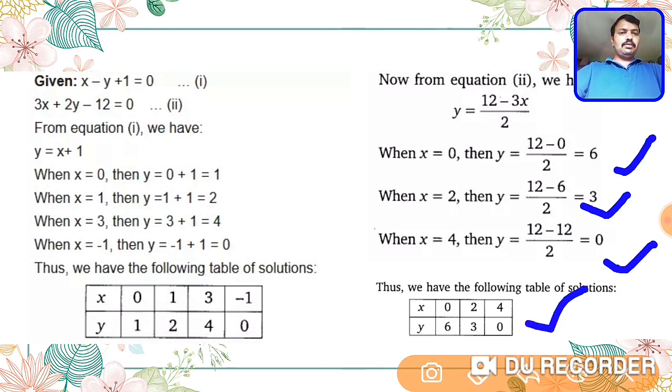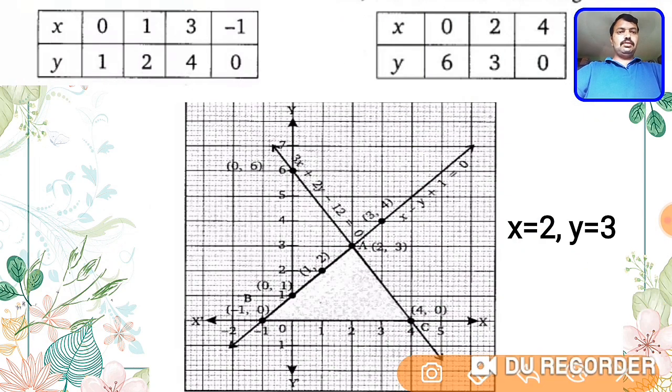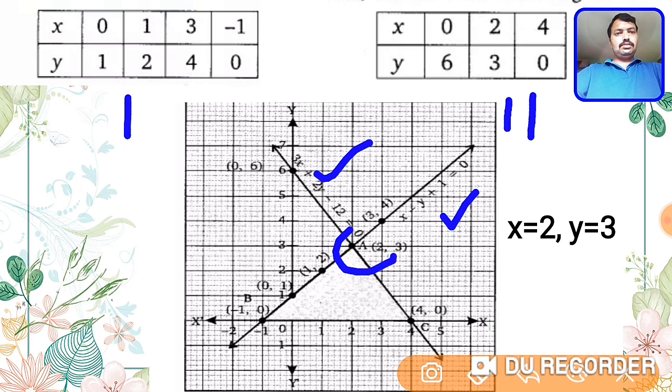And now, let us represent our equations on the graph. So, here we have the table for equation 1 and here the table for equation 2. Now plot all the points of equation 1 on the graph. Then draw the line and similarly plot the points for equation 2 and draw line 2. So here is your line 1 and here is your line 2. And you can see their intersection point is A. And the lines are intersecting the x-axis at B and at C.